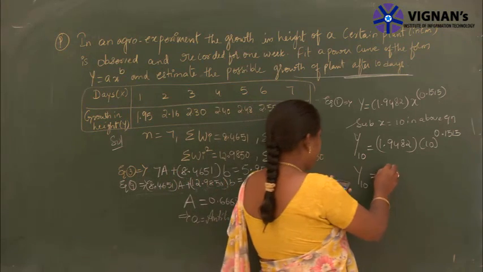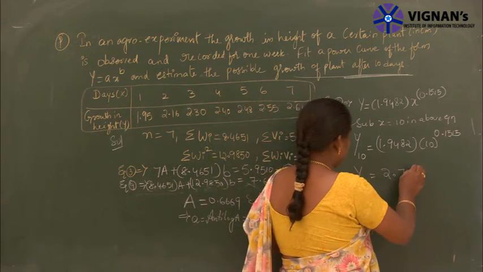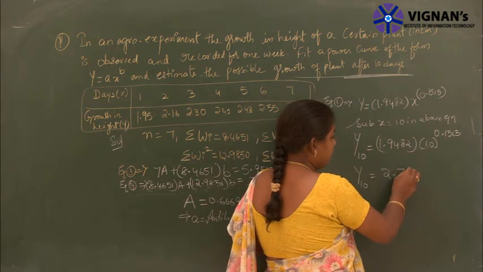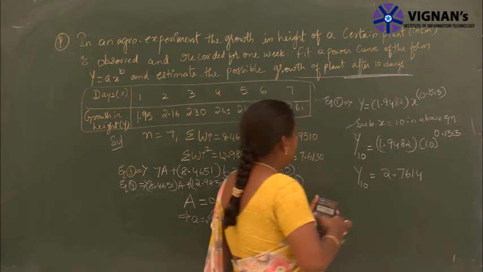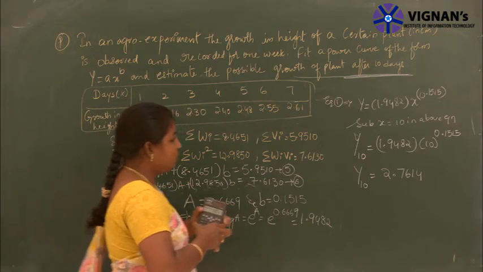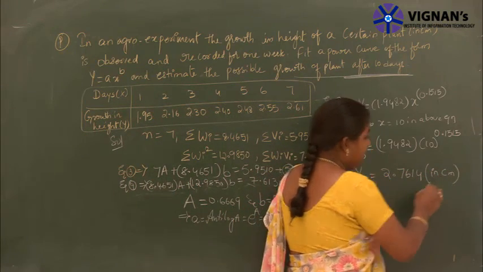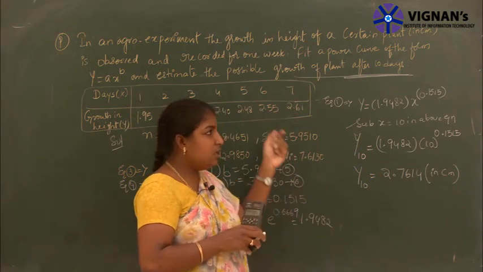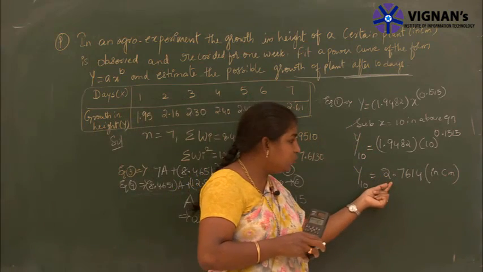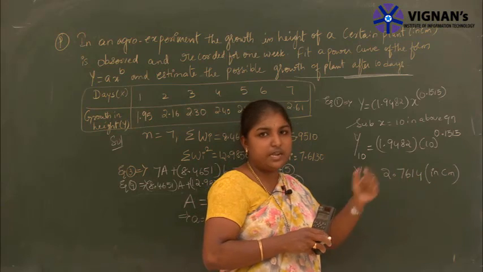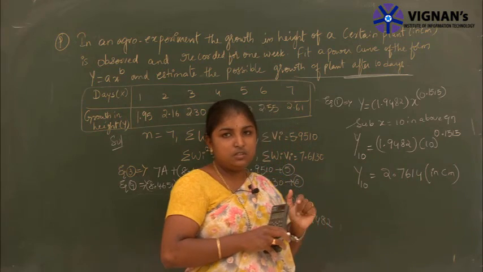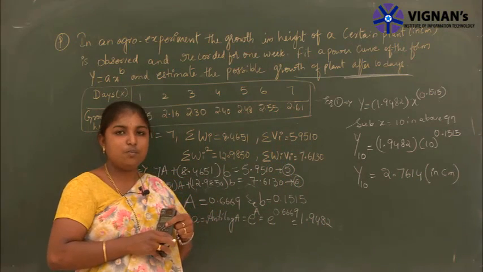We simplify and get 2.7614. It is in centimeters, so we state the growth in terms of centimeters. After 10 days, the growth of the plant is equal to 2.7614 centimeters. So these are related to power curve problems.